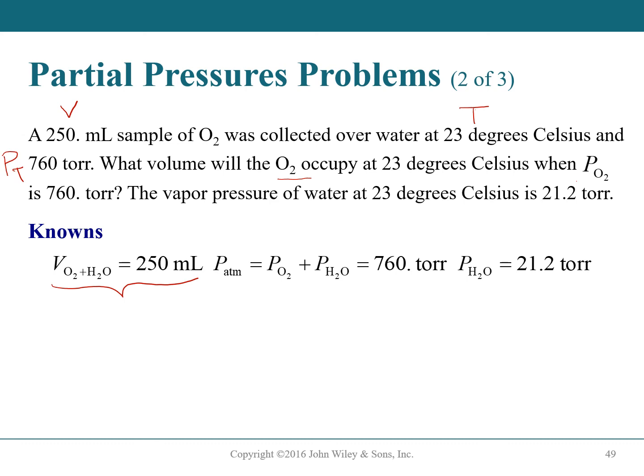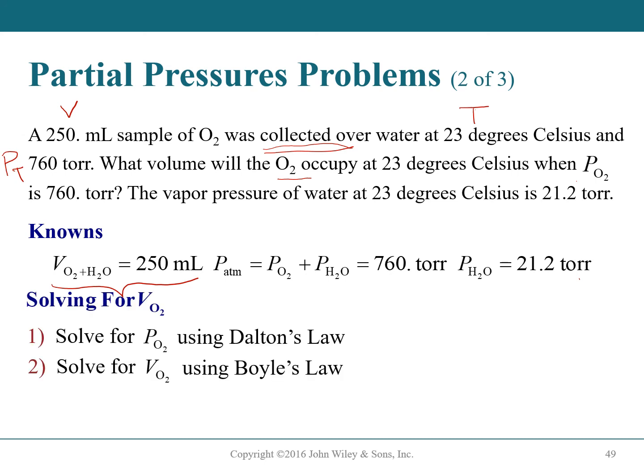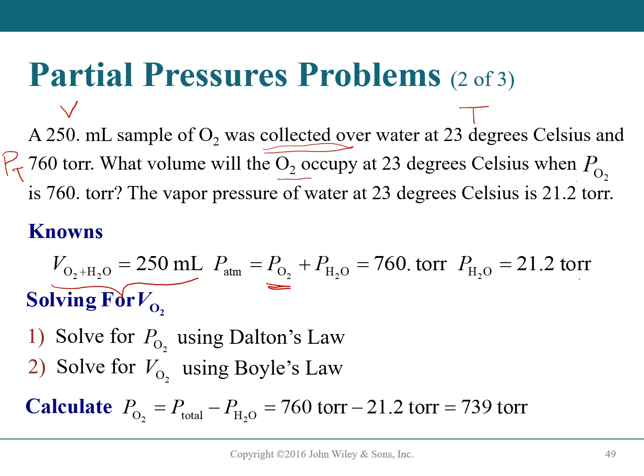We know that the pressure is the sum because it's collected over water. That's key. It's the sum of the two. We know the pressure of water is 21.2 torr. So what we're going to do now is solve for the pressure of the oxygen using Dalton's law, and then solve for V using Boyle's law. So this is now doing multiple steps. The pressure of the oxygen is, you subtract the pressure of the water like we did in the previous slide. So this is the pressure of dry oxygen.